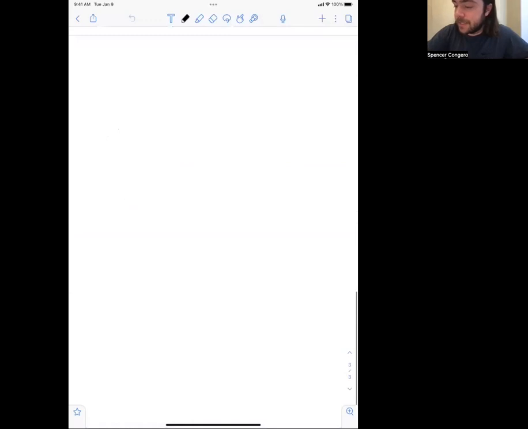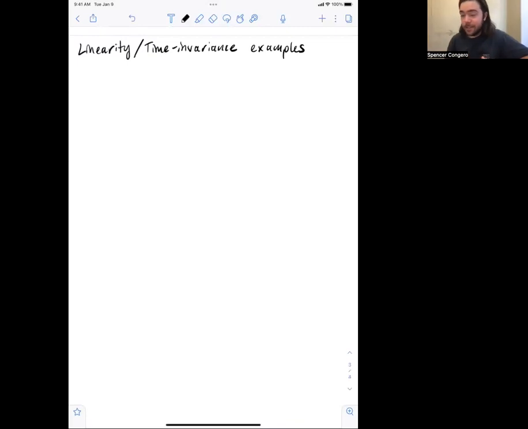I'll call this linearity and time invariance examples. This doesn't mean that every example we do today is going to be of a system that is both linear and time invariant. Actually, it's definitely not the case. I want to show you some systems that are linear and time invariant, so LTI, or maybe just linear and not time invariant, or vice versa, and so on.